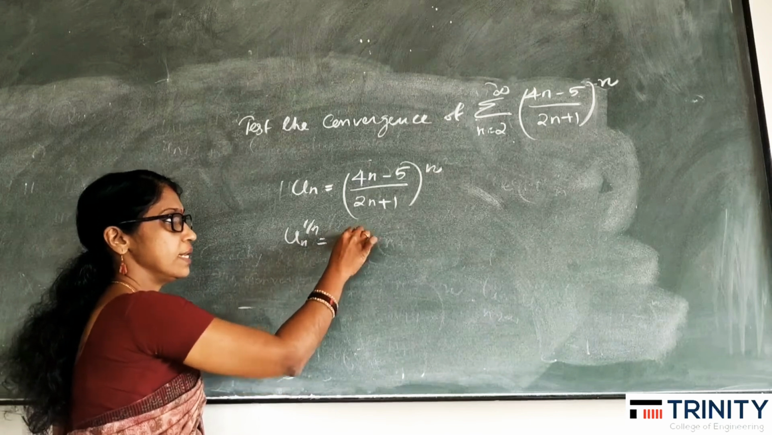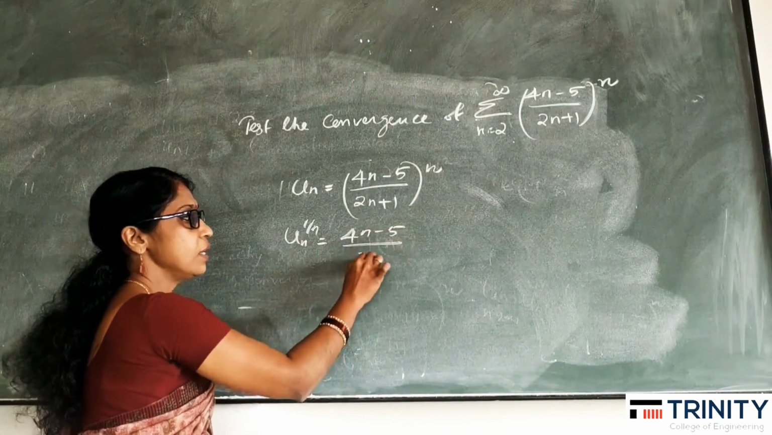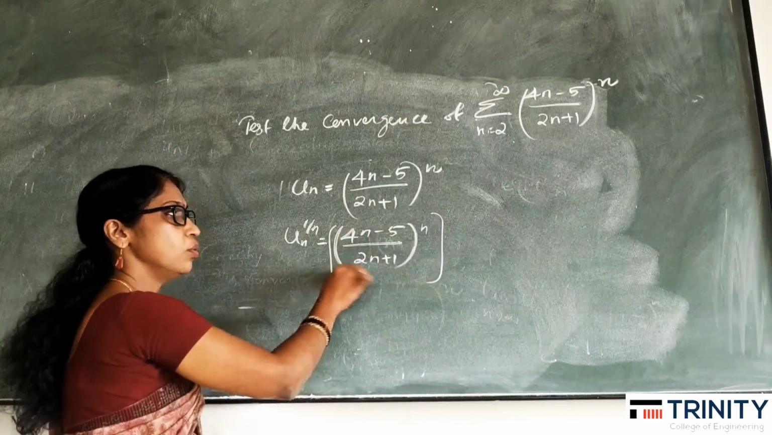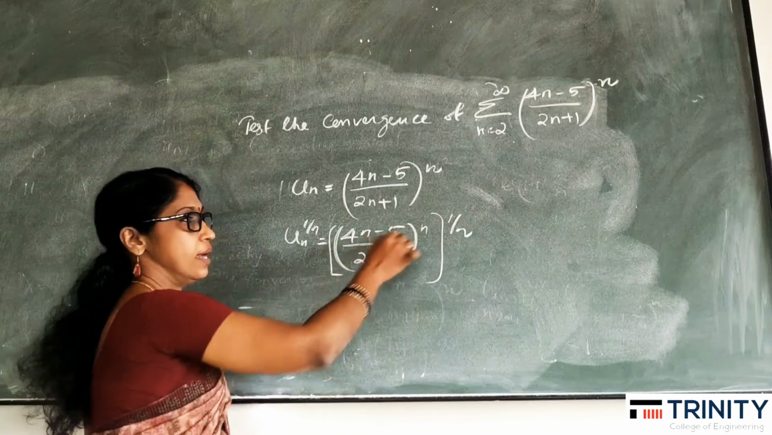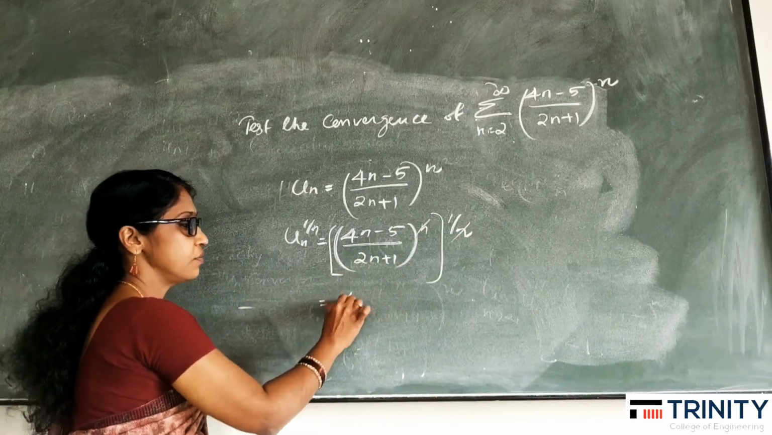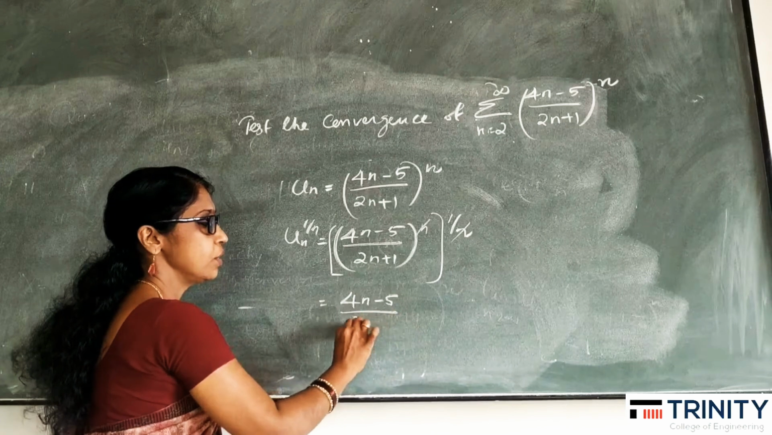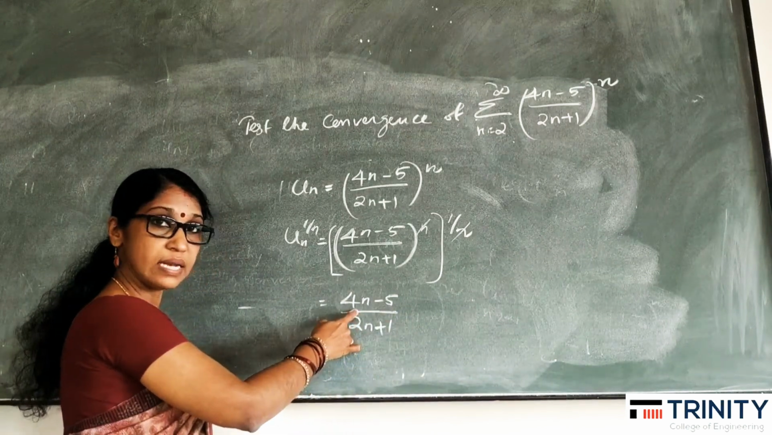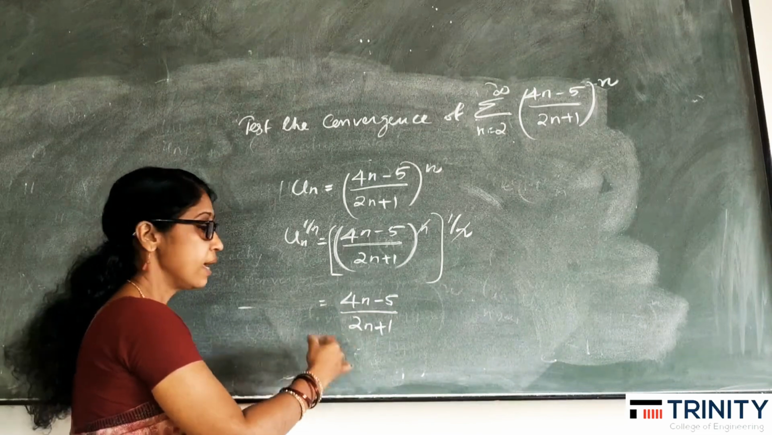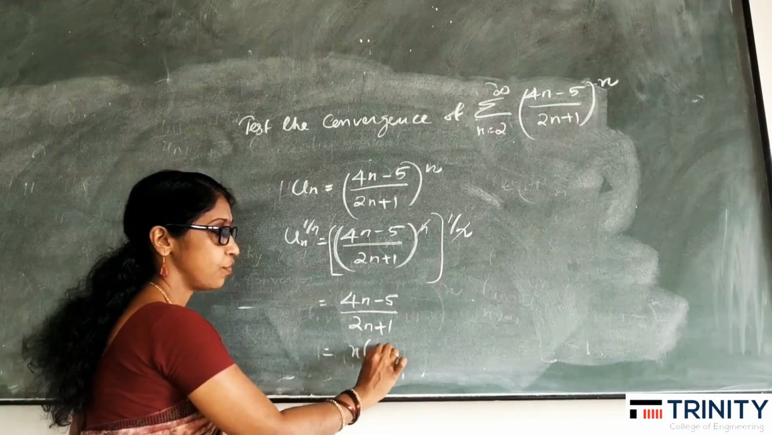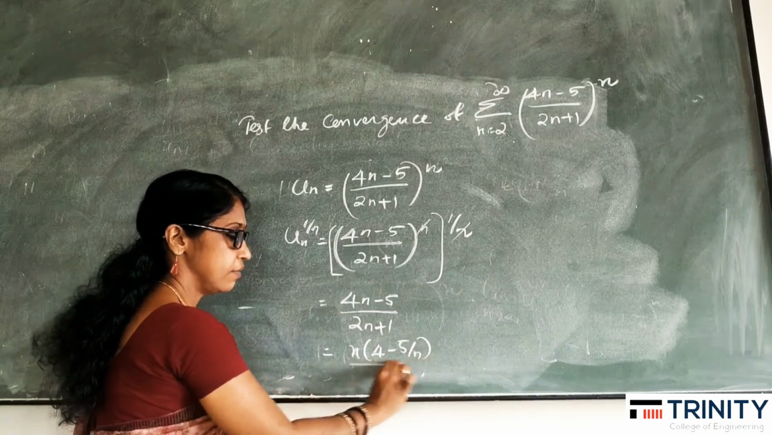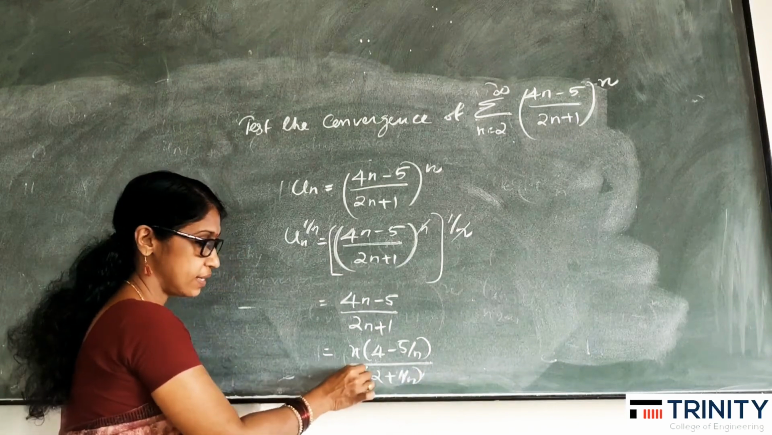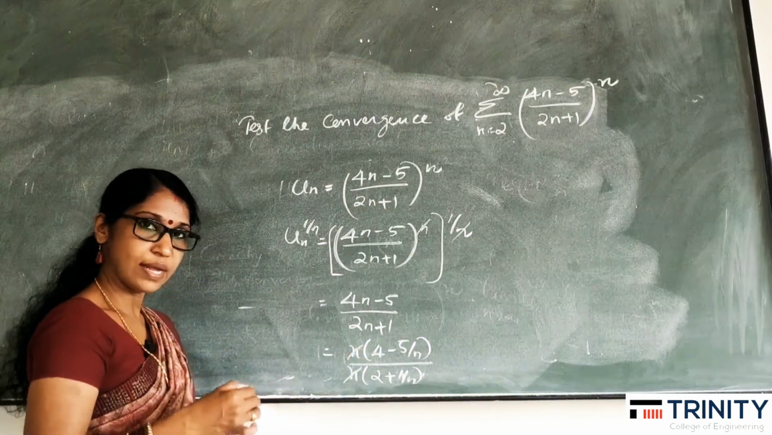Un raised to 1 by n is 4n minus 5 divided by 2n plus 1 the whole raised to n, the whole raised to 1 by n, and this n gets cancelled and we get 4n minus 5 divided by 2n plus 1. Now we are taking n common from the numerator and the denominator. Therefore we get n into 4 minus 5 by n divided by n into 2 plus 1 by n. Okay, and this n gets cancelled.